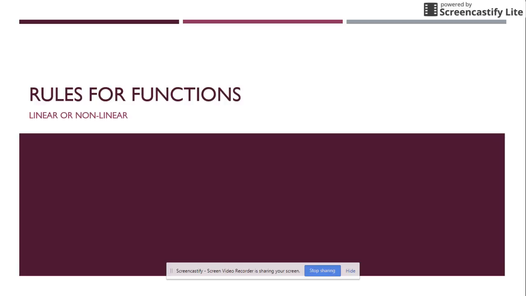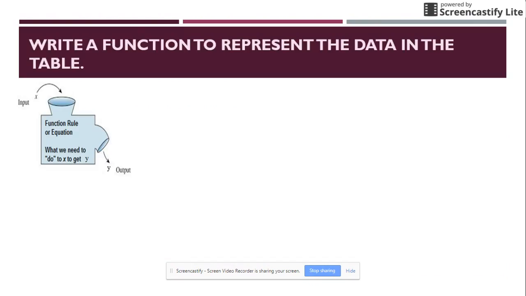All right, so we're looking at rules for functions. We're going to give you tables and you need to find out the rule from that table. So let's look at this. What I want to show you is: write a function to represent the data in the table. Your input is your x. Your x is the thing you're going to do something to. And what do you do to your x to give you the y?